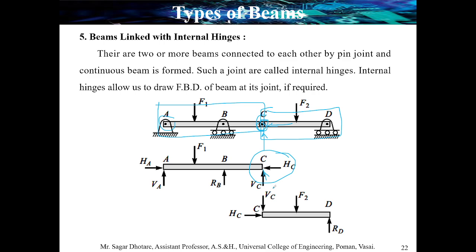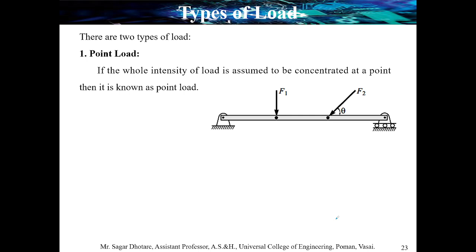In C to D, the direction of the vertical and horizontal components is directly opposite. It's shown over here, which is towards the right for horizontal, and towards the bottom for vertical. And at the end there is a roller support, so only a vertical reaction is added over here. So simply you can make the free body diagram when you have a beam linked with a hinge support and with the internal hinge.